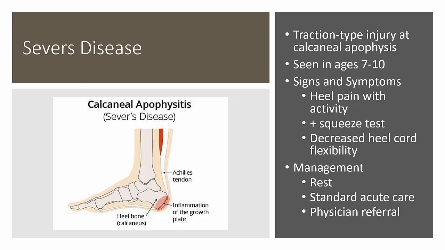Heel cord flexibility is tested by passively dorsiflexing the individual's foot with the knee extended. There is typically a reduction in the range of motion by at least 10 degrees, and testing may elicit an increase in the individual's pain. This condition usually resolves itself with closure of the apophysis as the individual grows. Standard management is rest, standard acute care, and if the individual is not improving, then physician referral.